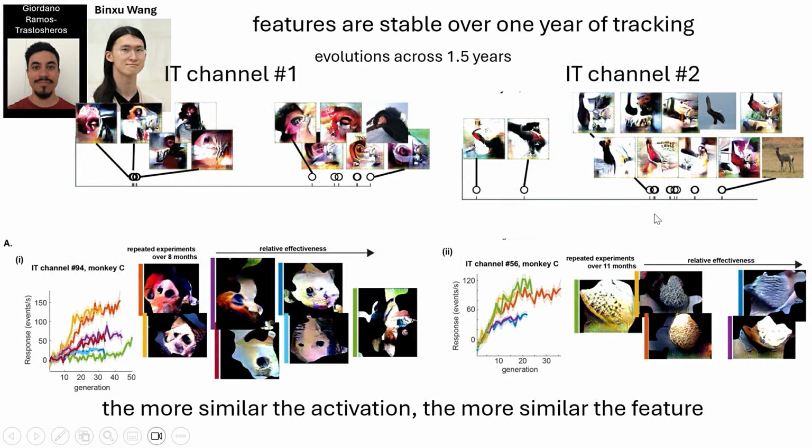These features also tend to be stable over time. We've been recording from them with chronic arrays for over a year. Binshu and Jordan have been doing work like this. And as you can see, these IT channels tend to encode, and lead to the evolution of, features that, although not fully identical, tend to resemble something that is unique to that channel.